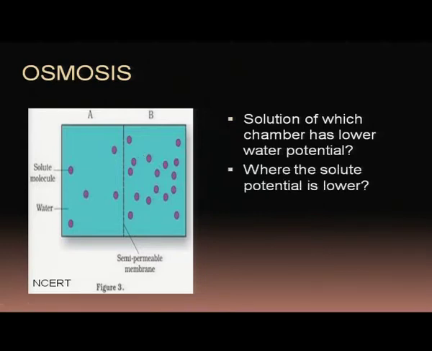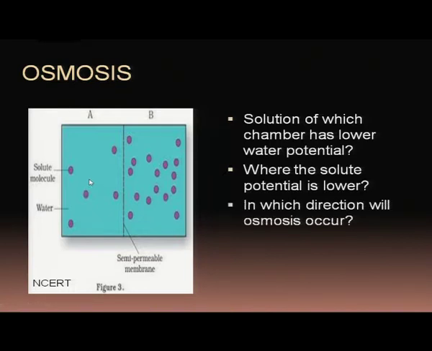Where is the solute potential lower? Solute potential again is because of the presence of solutes. So, where more solutes are present, the solute potential will be lower, but the solute potential will be higher where the amount of solutes is less. So, it will be higher in chamber A.